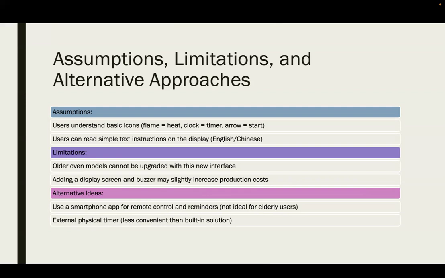However, there are some limitations. Older oven models may not support those design changes, and adding a digital display and alert system could slightly increase the manufacturing cost. As an alternative idea, the system could also be paired with a smartphone app for additional control, but this may not be suitable for elderly users who are less comfortable with digital technology.